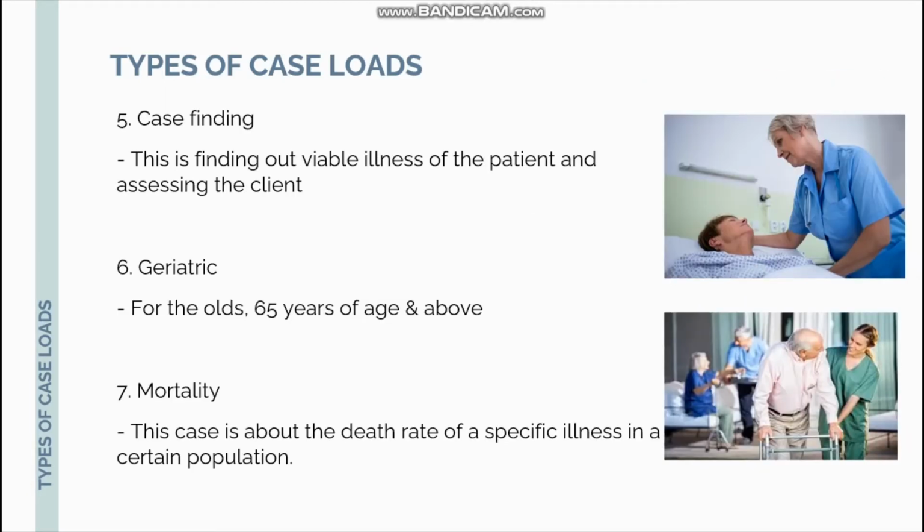Fifth, case finding. This is finding out viable illness of the patient and assessing the client. 6. Geriatric. This is for the old, 65 years of age and above. 7. Mortality. This case is about the death rate of a specific illness in a certain population.